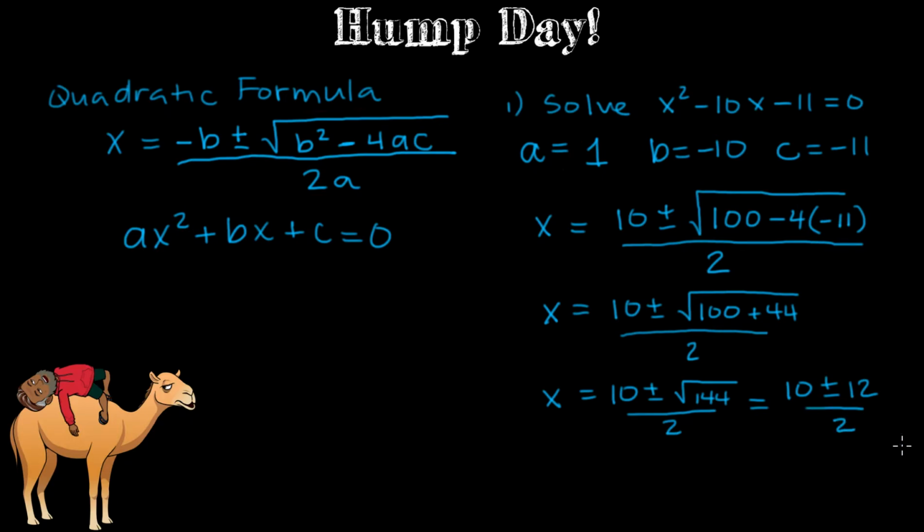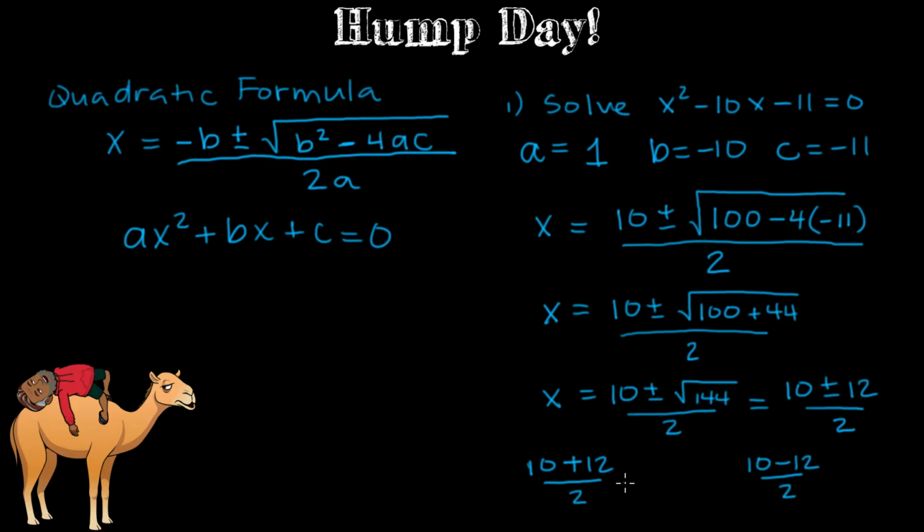Okay, now comes the most important part that a lot of people mess up on, the plus or minus. What that means is you're going to have 2 answers. So I'm going to break this up into 2 problems. The first problem is going to be my plus problem, 10 plus 12 over 2. And then I'm going to break it up into my second problem, which is my minus problem, 10 minus 12 over 2.